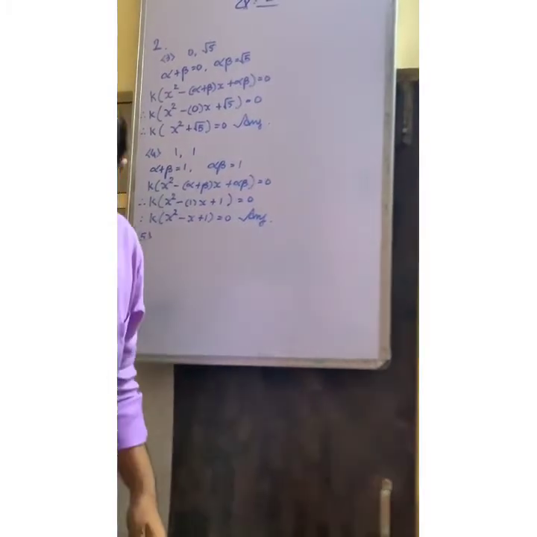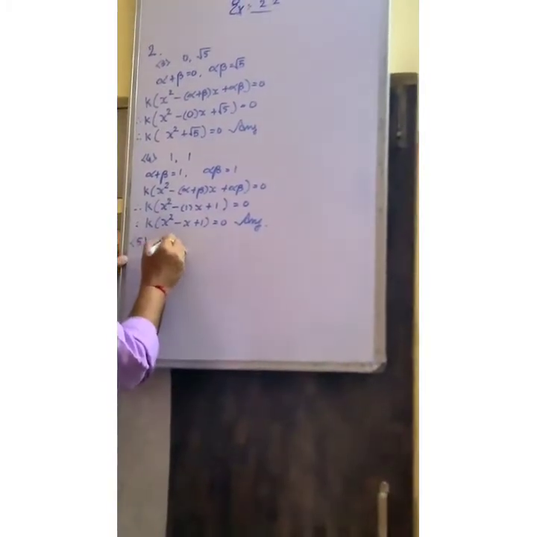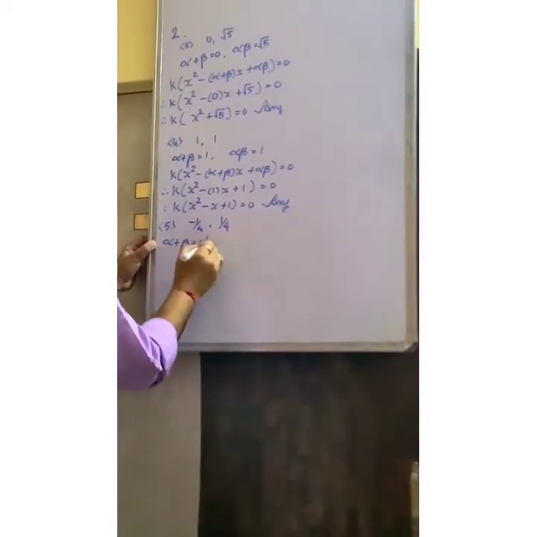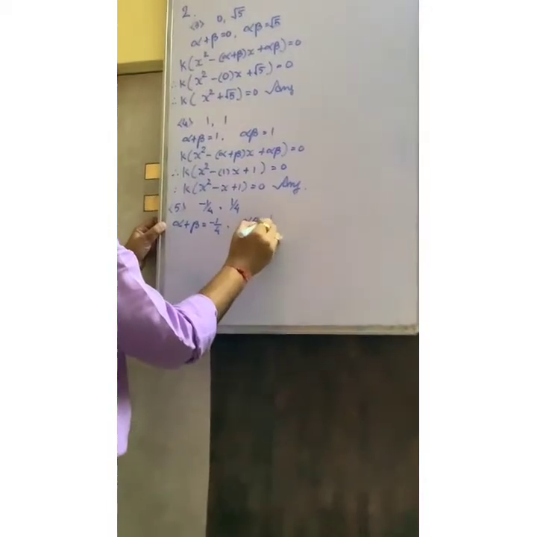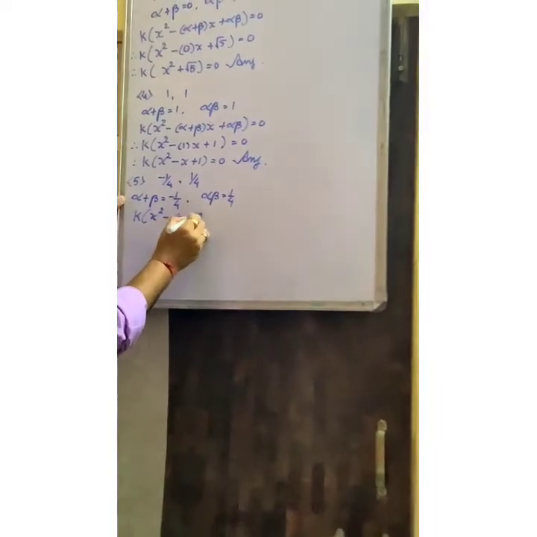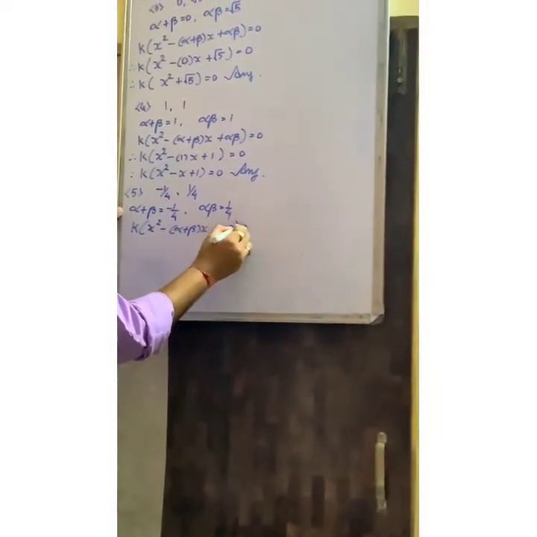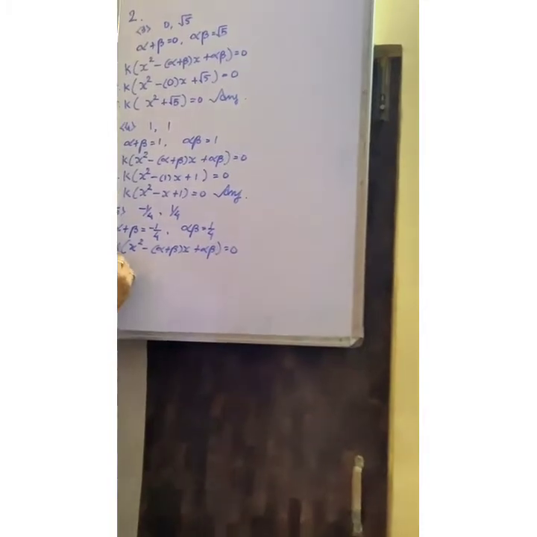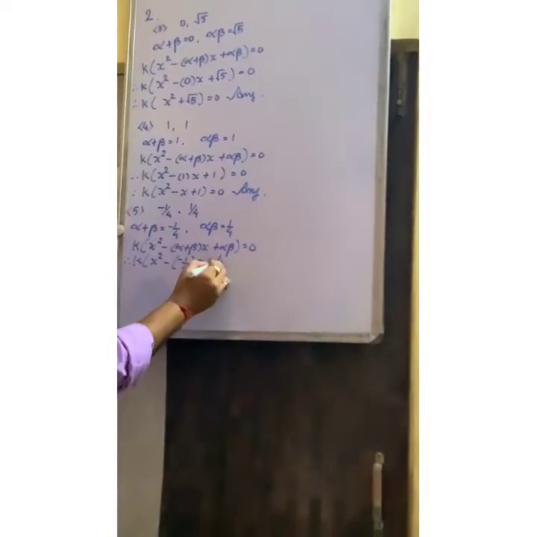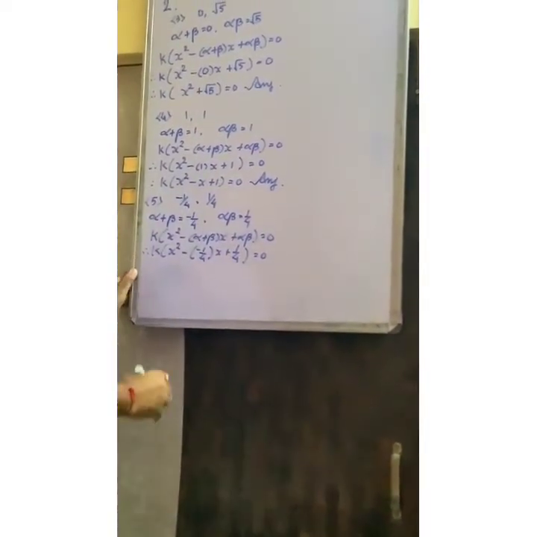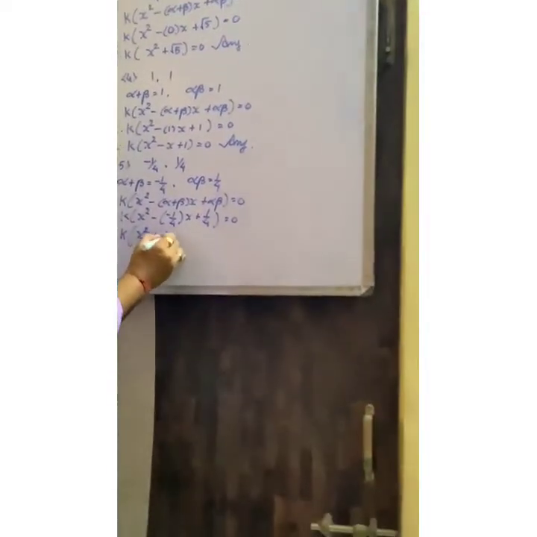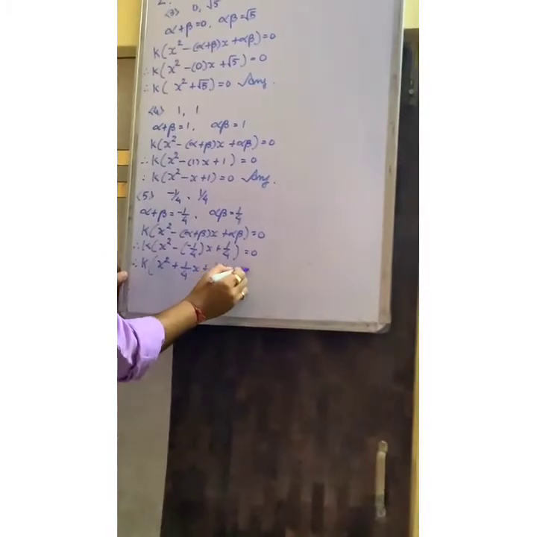Next number. Minus 1 upon 4, plus 1 upon 4. So here alpha plus beta is minus 1 upon 4. Alpha into beta is 1 upon 4. Formula k x square minus alpha plus beta into x plus alpha beta equal to 0. K x square minus minus 1 upon 4 into x plus 1 upon 4 equal to 0. So k x square plus 1 upon 4x plus 1 upon 4 equal to 0.